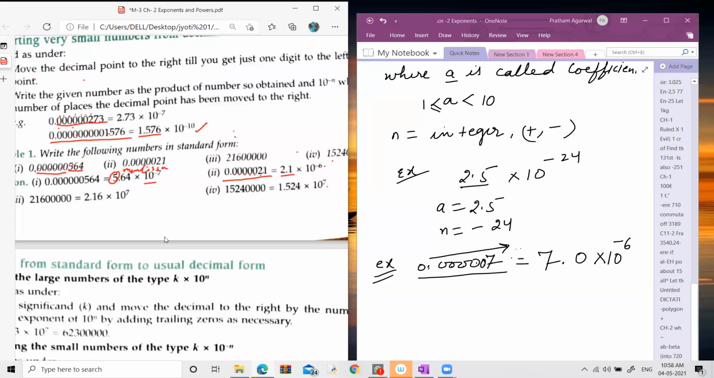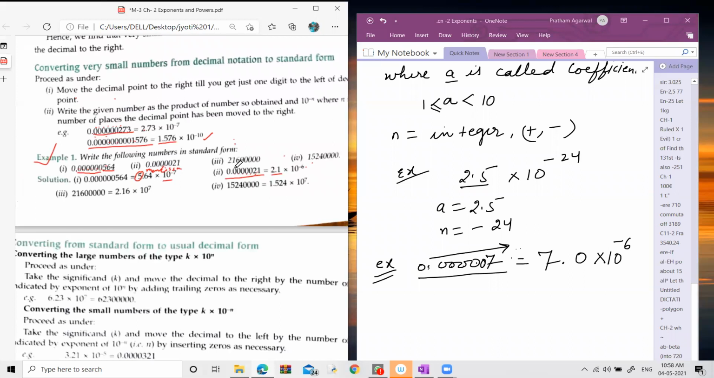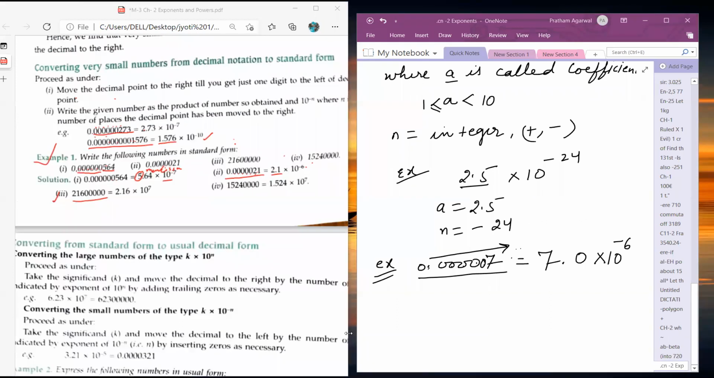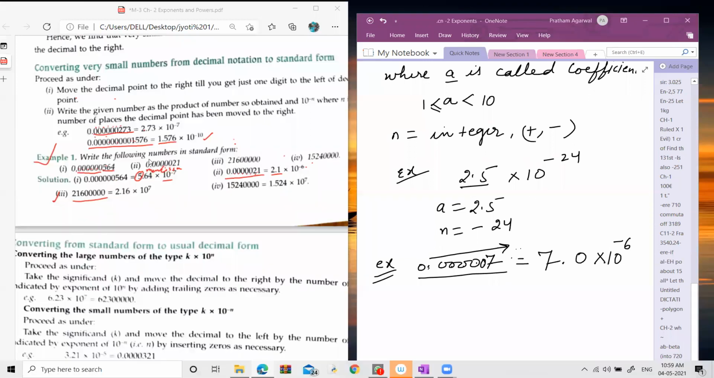Now let's come to the next part of the same question. Third part. Now tell me, is it a larger number or a smaller number? Please write in the chat box. This is a larger number. Ma'am, larger number. Why is it a larger number? Because there is no decimal. That's a larger number, and when there is a decimal, the number is smaller.